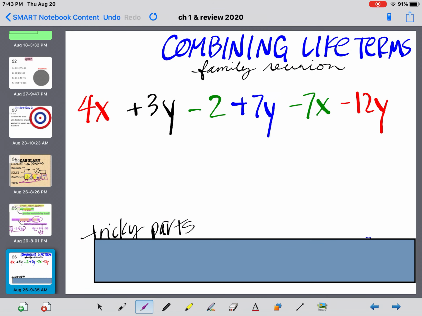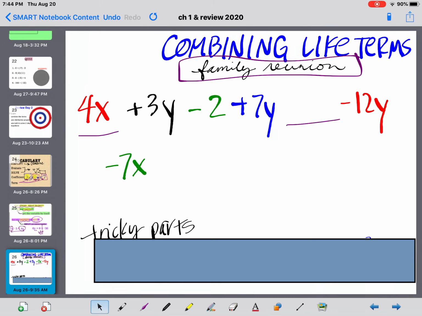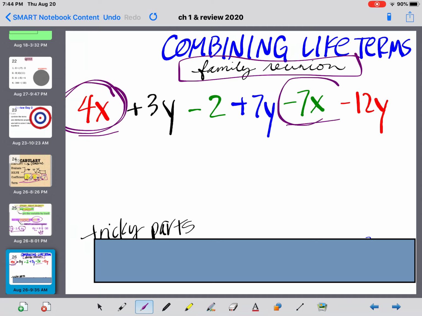So let's talk about combining like terms. We like to think of it as a family reunion. If you go to a family reunion, typically a lot of the people that are there have the same last name, and this is the same with numbers. So if we look at this, we're going to find everything that has the same last name. This guy right here has a last name of X, and this guy right here has a last name of X. So we're going to take those guys and put them together. Rather than moving them around, because you can't do that on your paper, we're just going to highlight them so they're the same. That guy and that guy have the same last name.